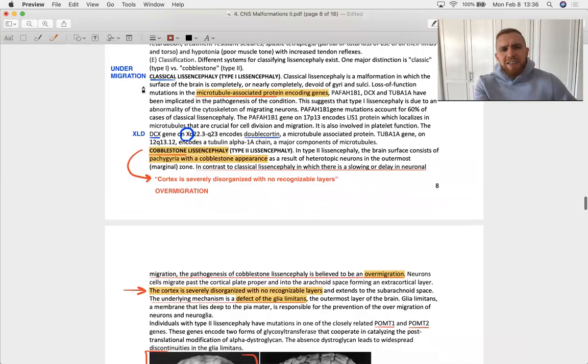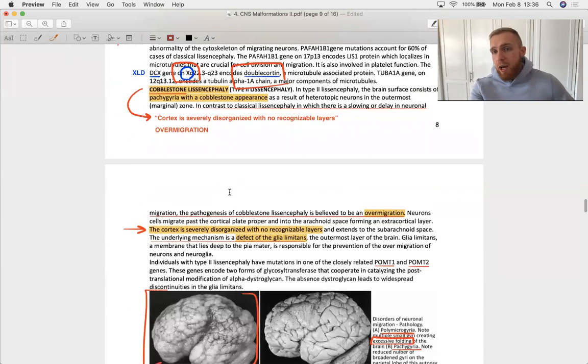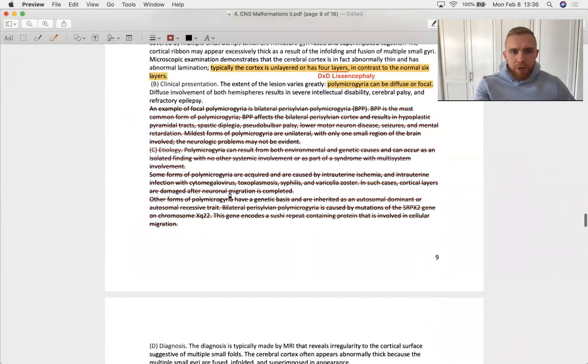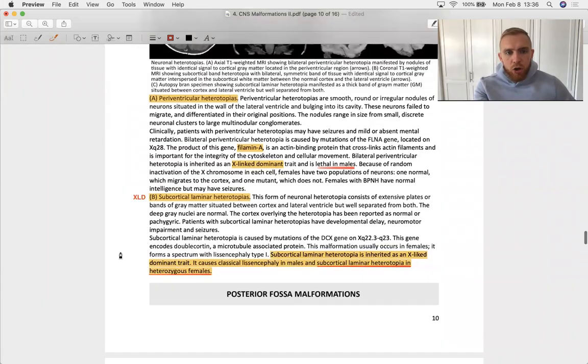Now, this classic lissencephaly is associated with this doublecortin gene, DCX. It's X-linked, it's on chromosome X, and it's inherited in an X-linked dominant manner. And I'd like you to know that classical lissencephaly is what guys with the doublecortin mutation get. And if you're a girl and you've got a doublecortin mutation, you're not getting classic lissencephaly, you're getting this thing called subcortical laminar heterotopia.